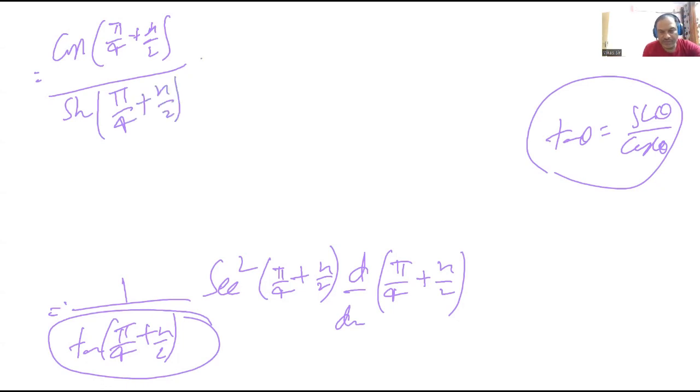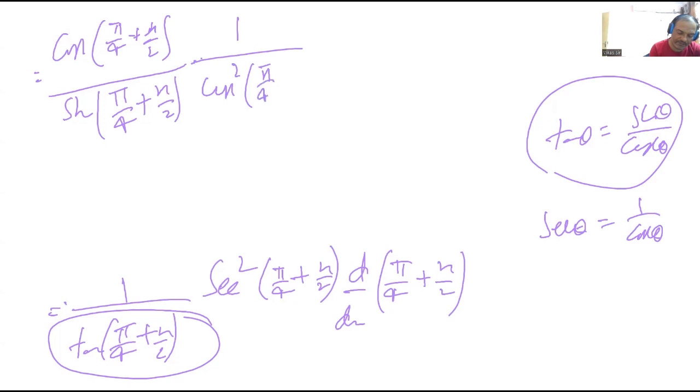Furthermore, for sec square of pi by 4 plus x over 2, what is sec theta? Sec theta is equal to 1 over cos theta. What it means is that I will be having 1 over cos square of pi by 4 plus x by 2. Now there is a third thing. What's this third thing? The third thing is the derivative of pi by 4 plus x by 2. So pi by 4 is 0, and for x over 2, it is 1 over 2.